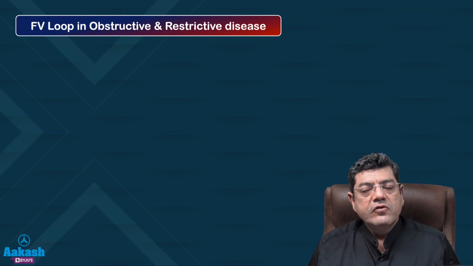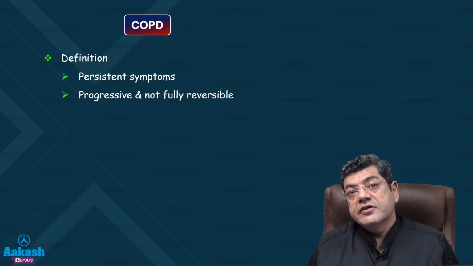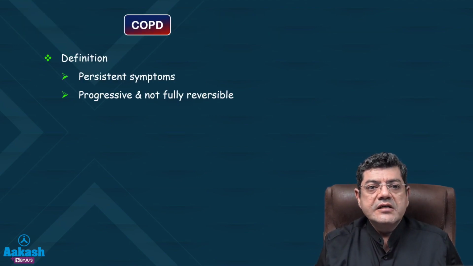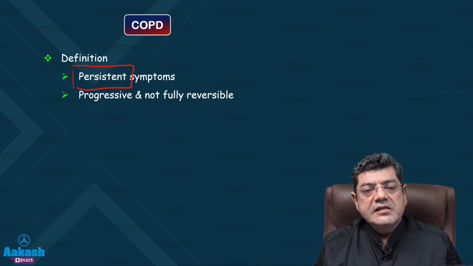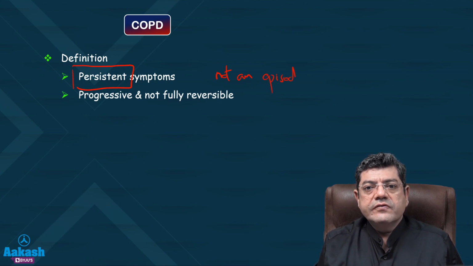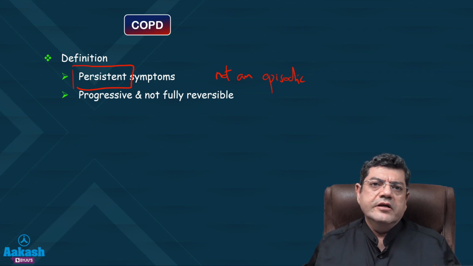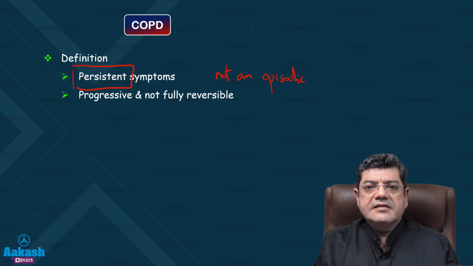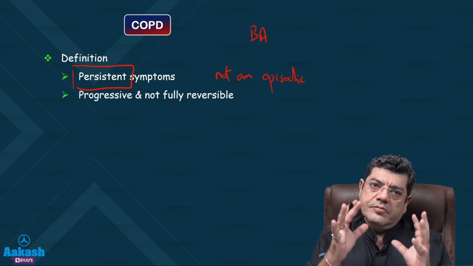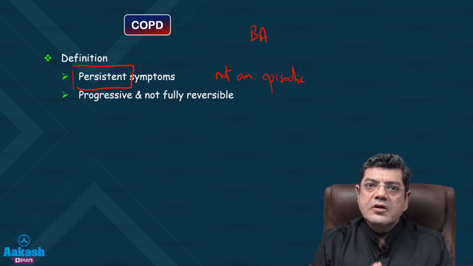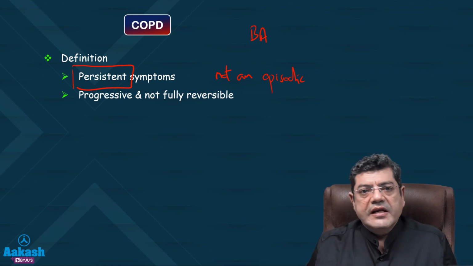Okay, we move on to the definition of COPD. I told you that it is persistent, right? Persistent means it is not an episodic disease. This is how you distinguish it from the other very common airway obstructive disease, which is bronchial asthma, right? So the definition is objective and tells you how COPD is different from bronchial asthma.